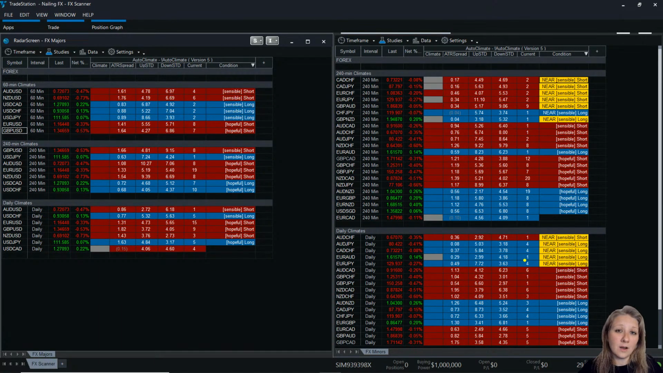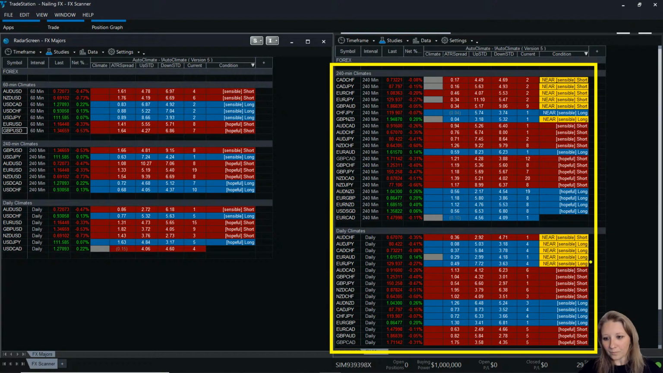So we'll start with the cross pairs or the minors, and then we'll come back and hopefully see that we have probability here on the US dollar pairs, sorry. With these ones on the right-hand side, we have 240-minute climates and daily climates. And what we can see is that we've got some that have yellow boxes. So these are where we have close opportunities. Some of these yellow boxes say sensible, some of them say hopeful. To be fair, all of these yellow boxes say sensible, so that's great.